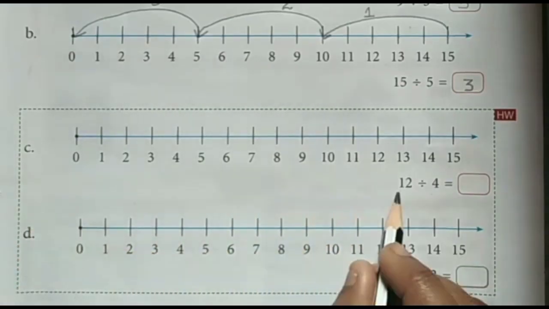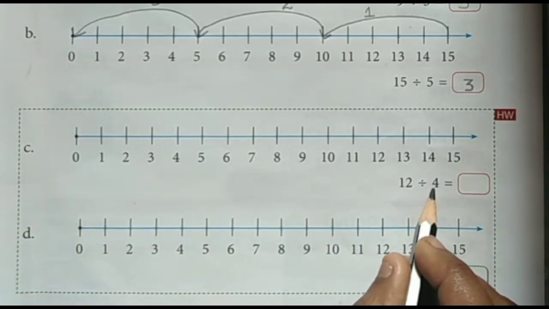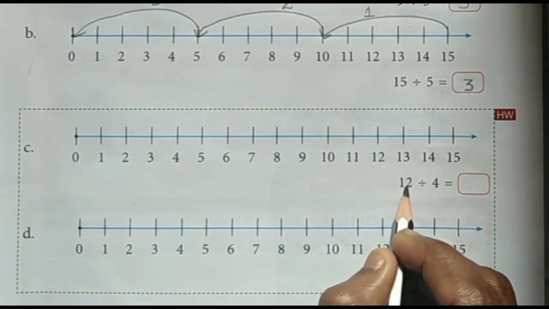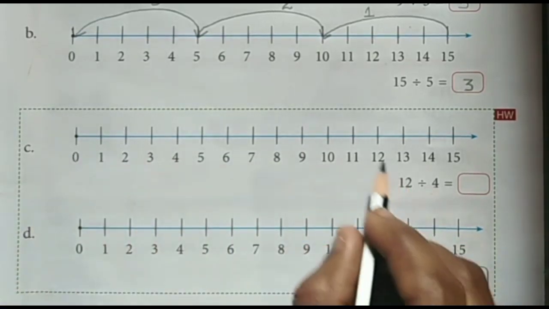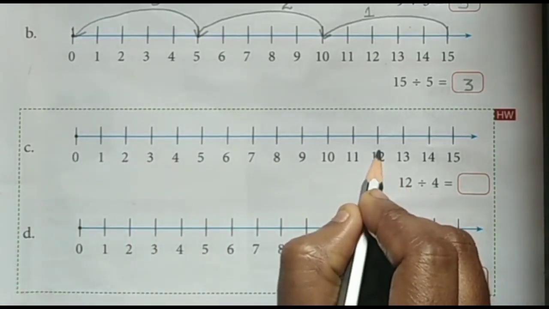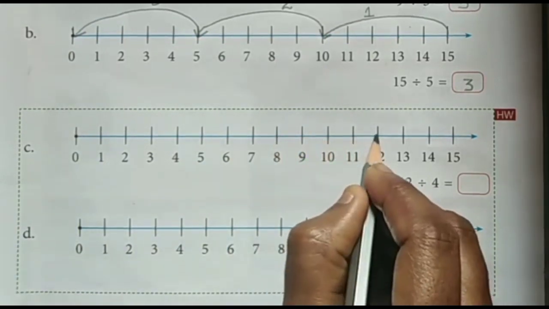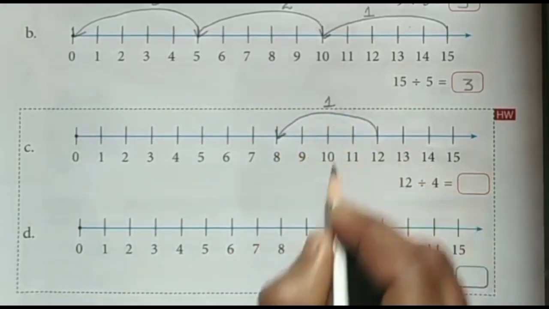Next question is 12 divided by 4. Here we should divide the number 12 by 4 on the number line. That means starting from the number 12, we should count backward how many numbers? Yes, 4 numbers each till we reach 0. So starting from 12, we can count first 4 numbers. 1, 2, 3, 4. And we reach the number, yes, 8. This is our first jump.